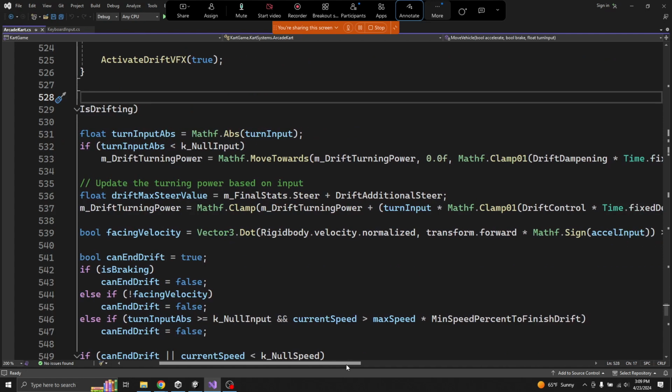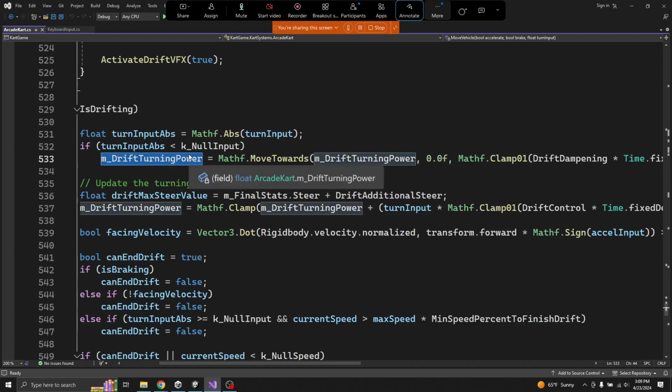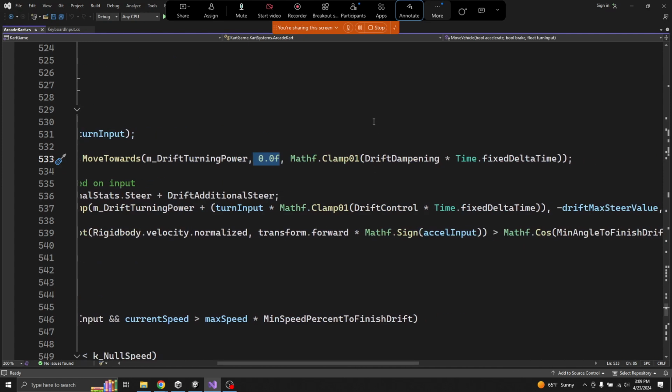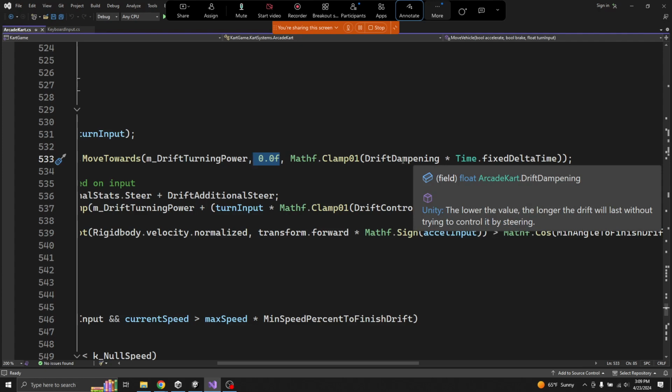And so if you're drifting but you're not giving any turn input at that point, then the drifting power starts to move towards 0. So whatever our drift turning power is, it's moving towards 0. How much is it moving towards 0? Well, we have a drift dampening factor. Dampening in physics is something that is slowing down. So in this case, the drift dampening factor slows down our drift times this small fraction of a second that just happened.